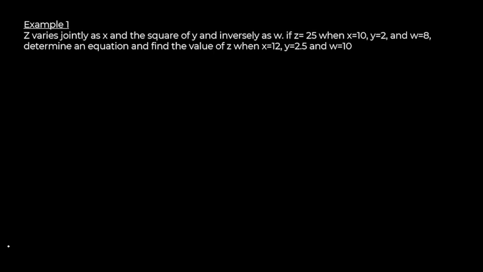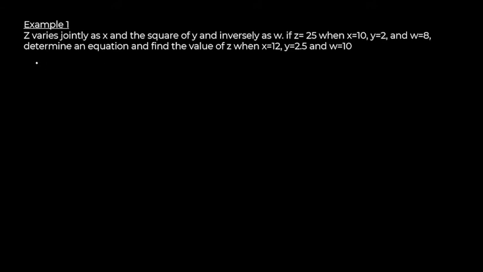So let's have a look at example number 1. We have z varies jointly as s and the square of y, and inversely as w. If z is equal to 25 when s is equal to 10, y is equal to 2, and w is equal to 8, we are to determine an equation and find the value of z when s is equal to 12, y is equal to 2.5, and w is equal to 10. So this is very easy.